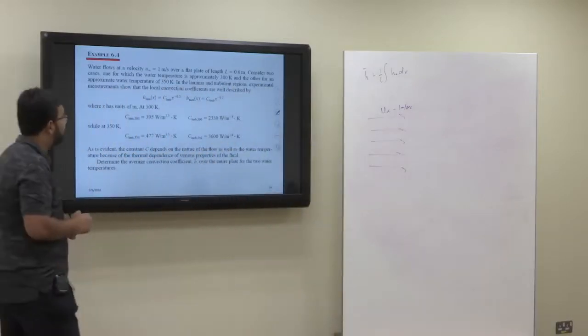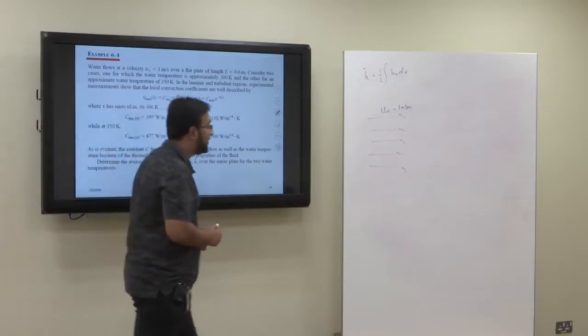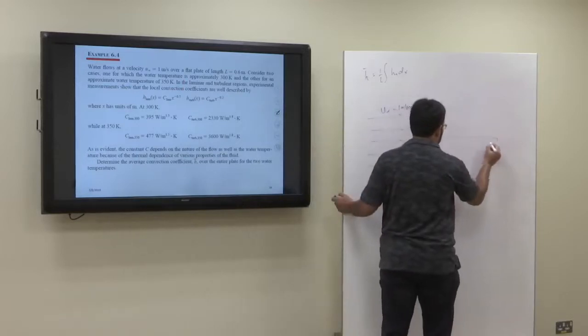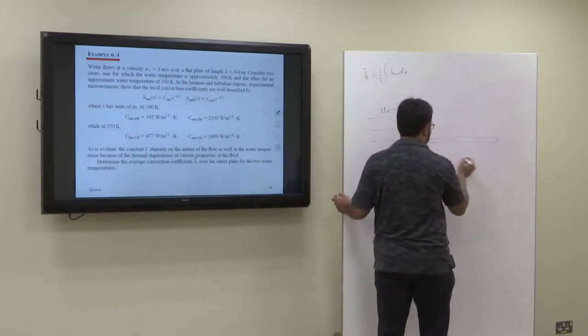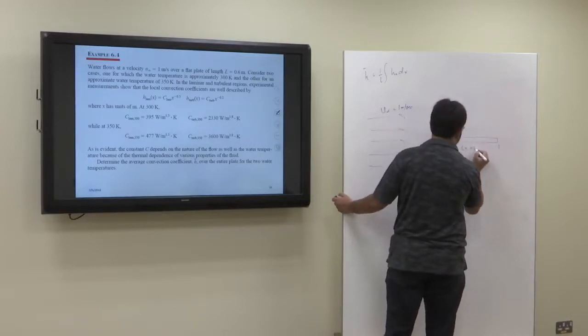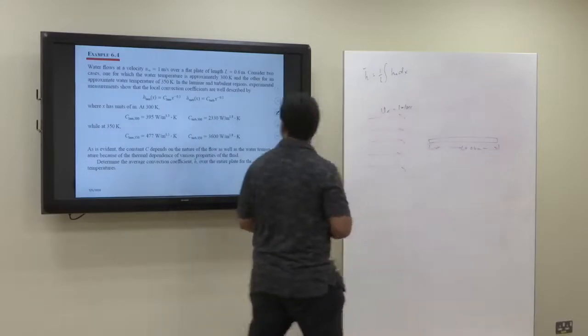Over a flat plate of length L. So now we have a flat plate, and this water flows over the flat plate. And what's the length of the flat plate? L equals 0.6 meter. That's the length of the flat plate.